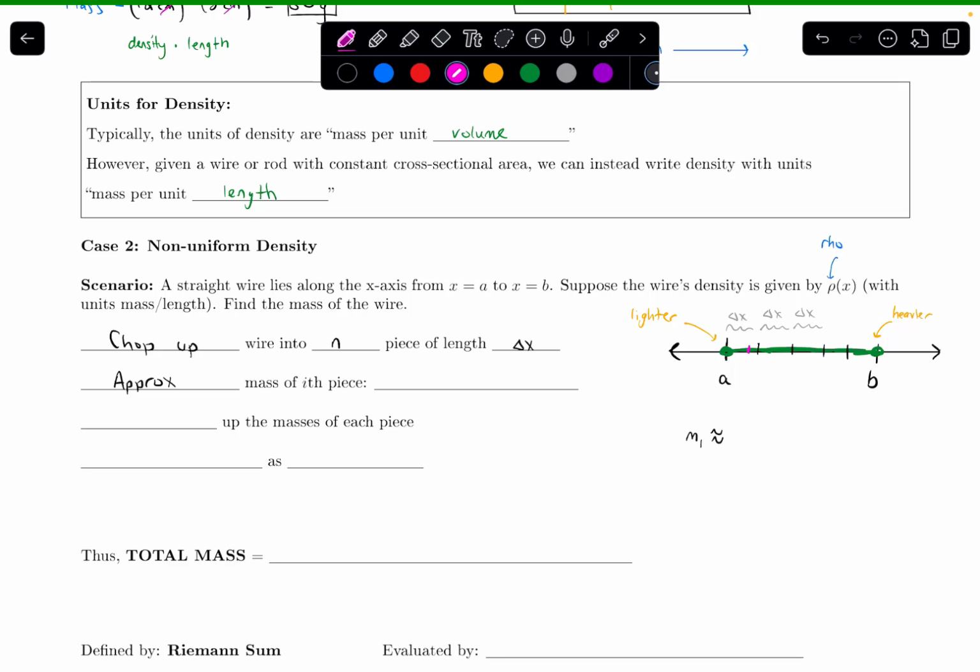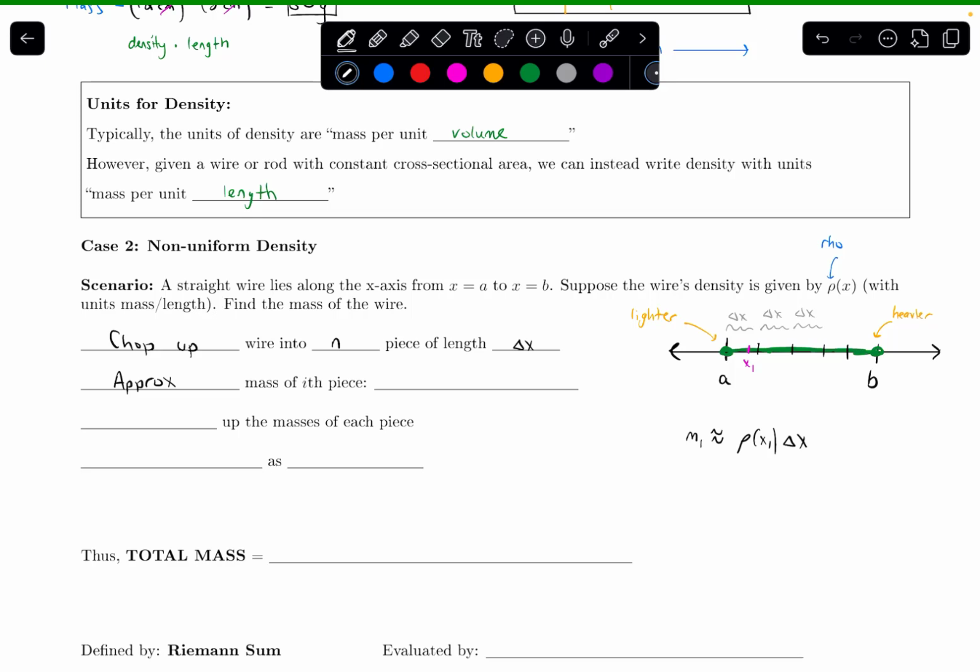I'm going to call that test value x1, and I'm going to plug this test value into my density function. So that is going to be rho of x1. Even though the density changes throughout that interval, I'm going to assume that it stays the same throughout, and that's why this is just an approximation. I'm going to take that density and multiply it by the length, which we said was delta x.